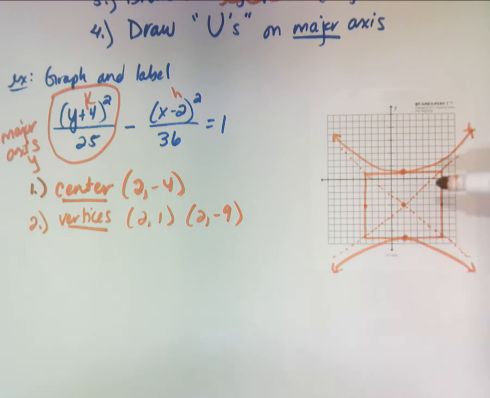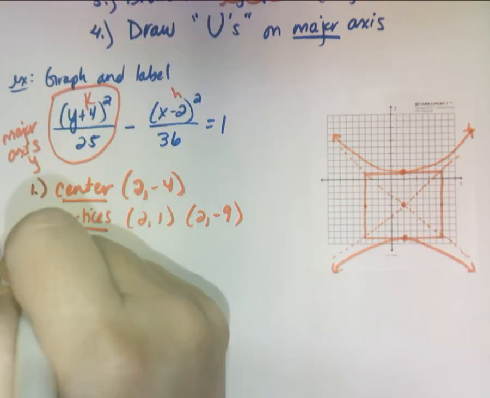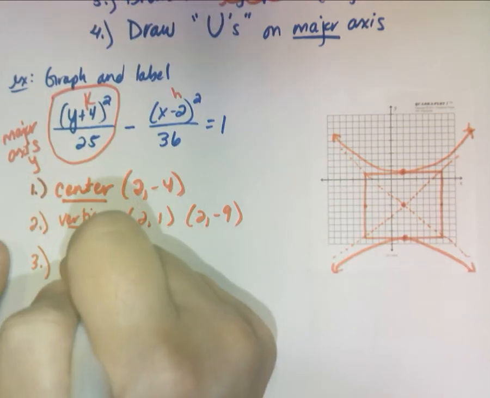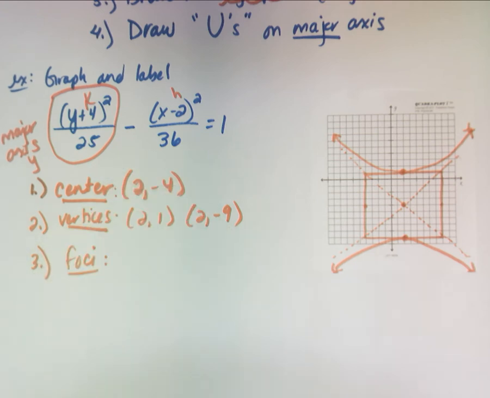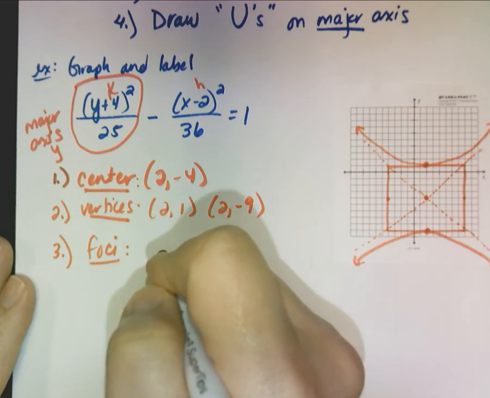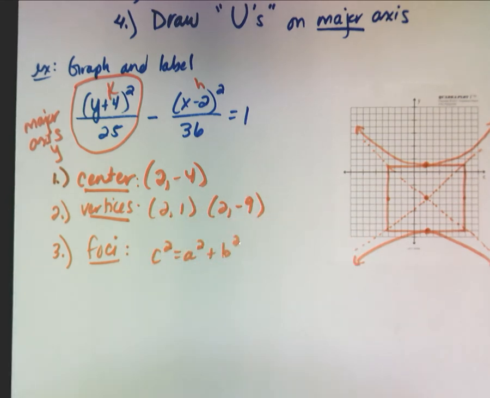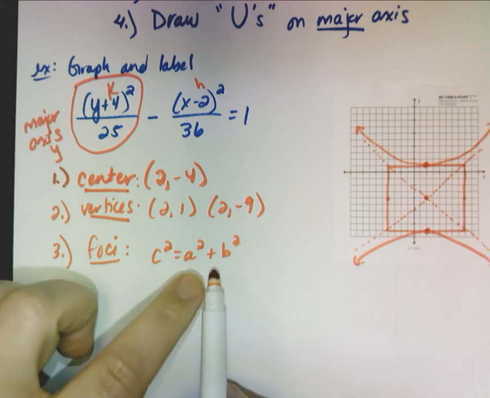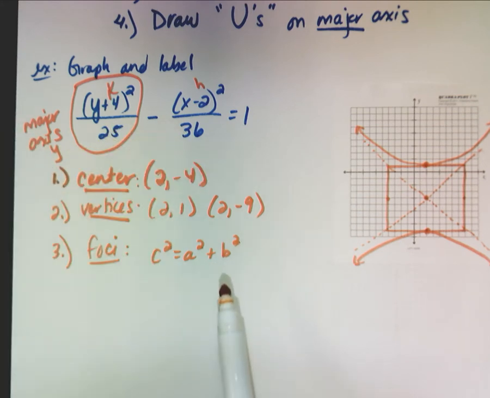All right, and then we are going to now find our foci. Our foci, remember, they're always inside the curves. And foci this time uses a different formula. The formula for foci, again, would be c squared equals a squared plus b squared. If we had done minus here, you'll see what happens: you would get a negative number, so it wouldn't work out.